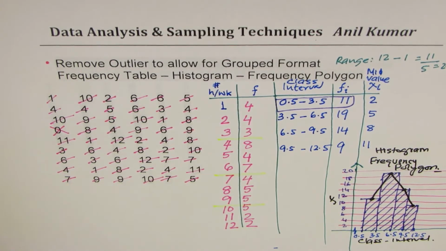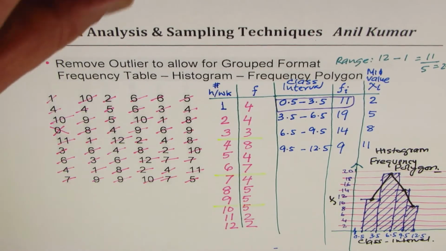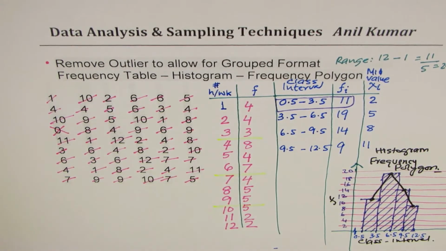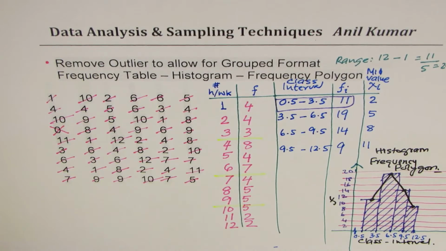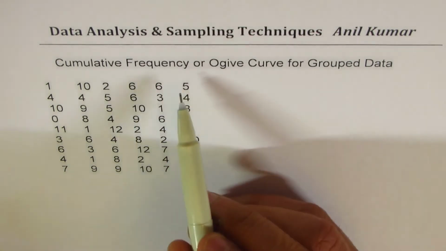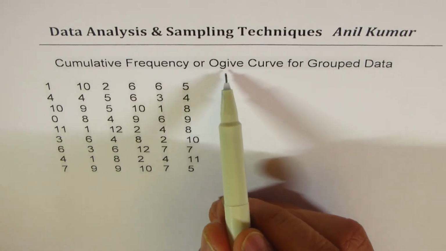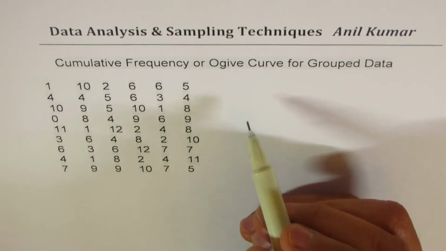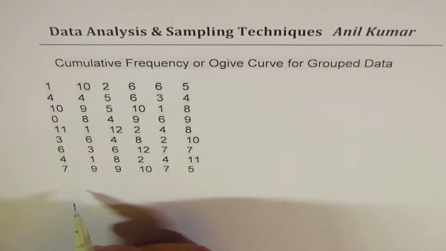Right? Now, in the next part of this video, we will see how to create a cumulative frequency graph from this given data. So now we'll look into how to create a cumulative frequency graph of the given data. So it's exactly the same data for us, right? A cumulative frequency graph is also known as an ogive curve. So the data which we have, let me reproduce it here.